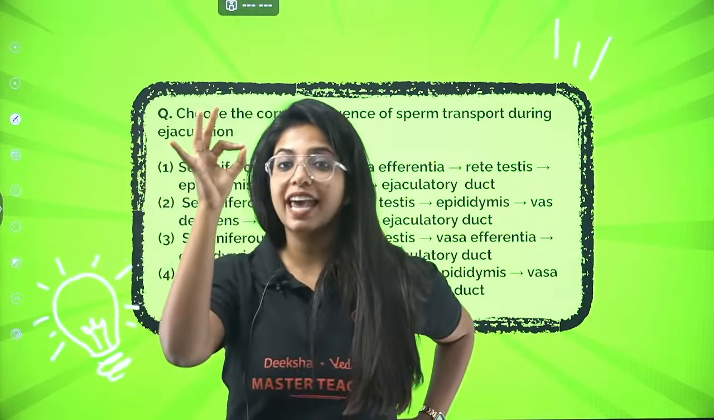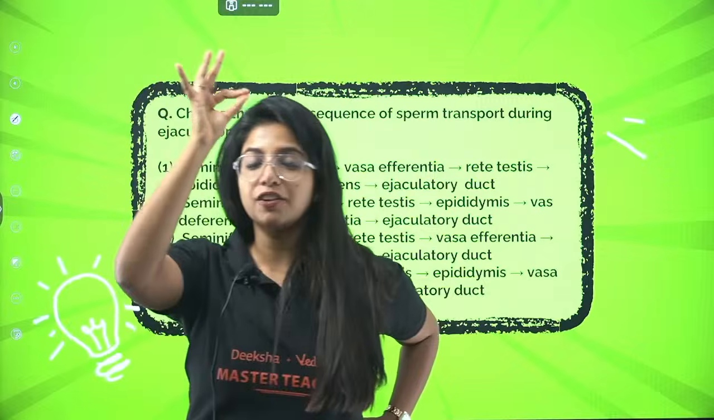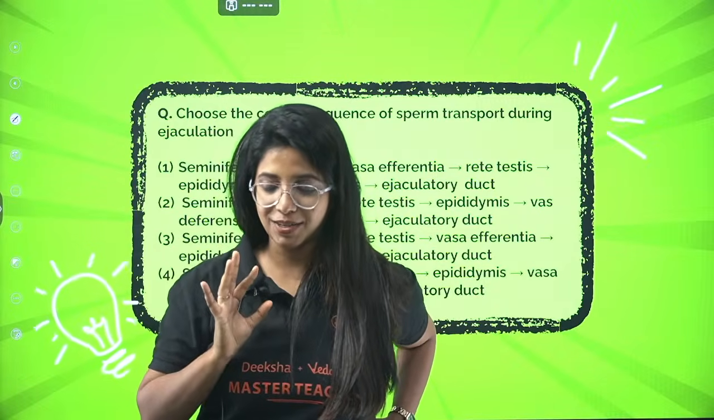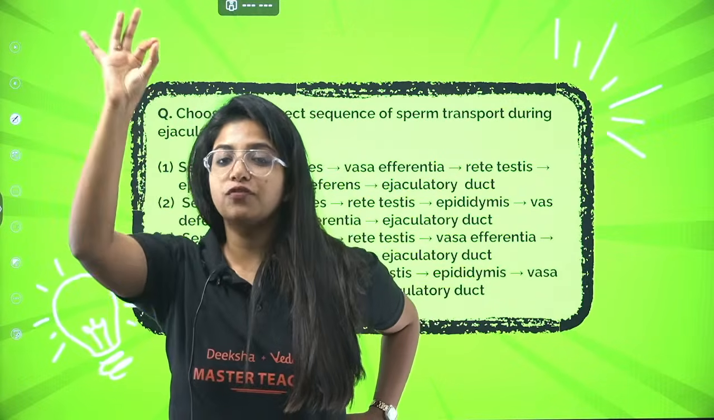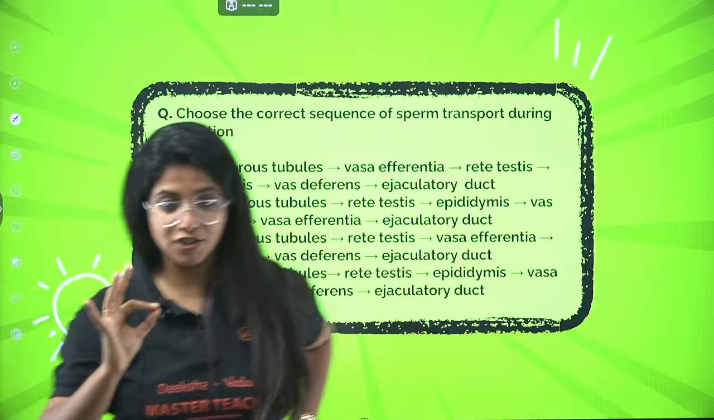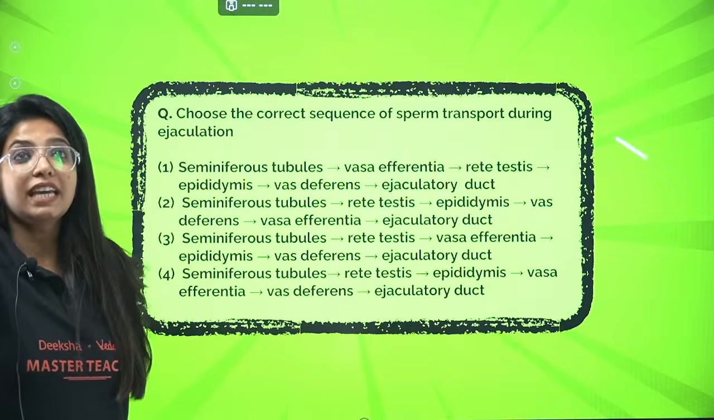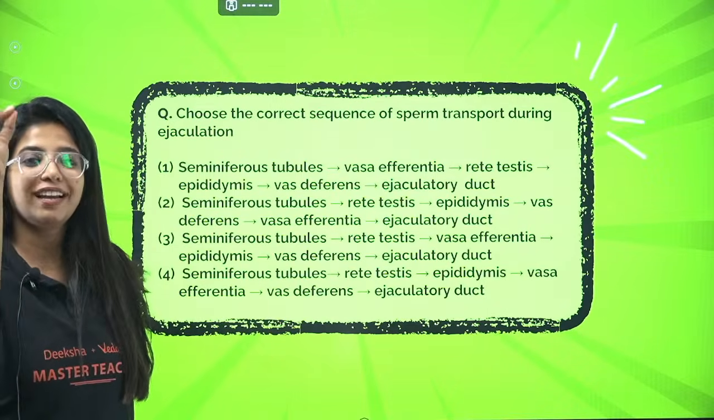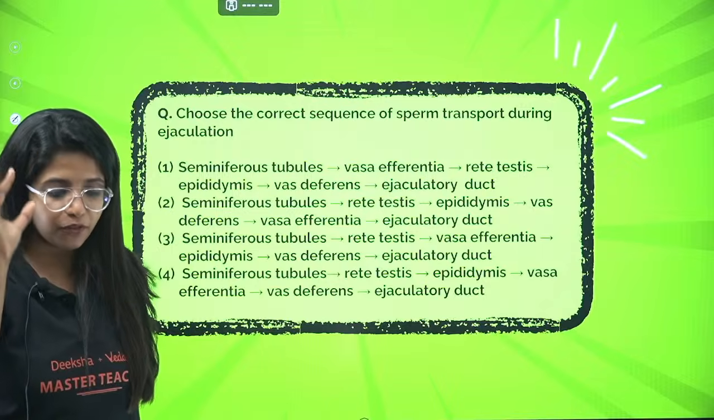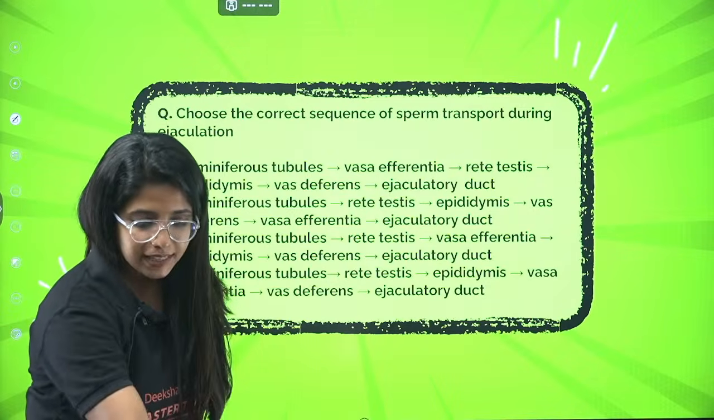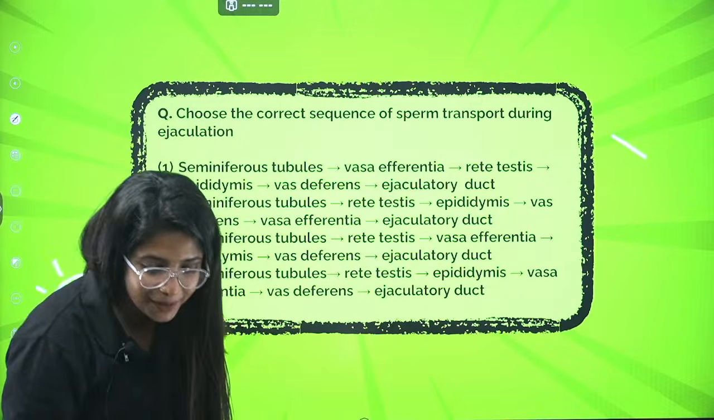Ravi visits every village. R for Ravi, R for rete testis. Visits, V for vasa efferentia. Every, E for epididymis. Village, V for vas deferens. What do you think is the answer? Manya is there. Hello Manya.